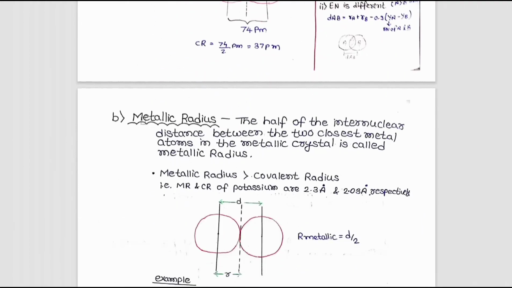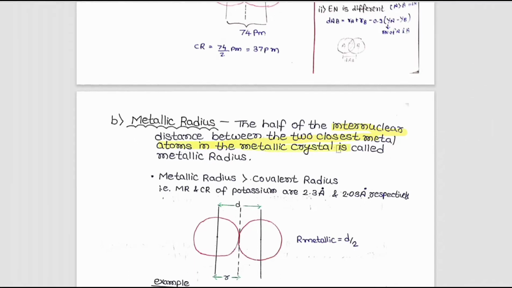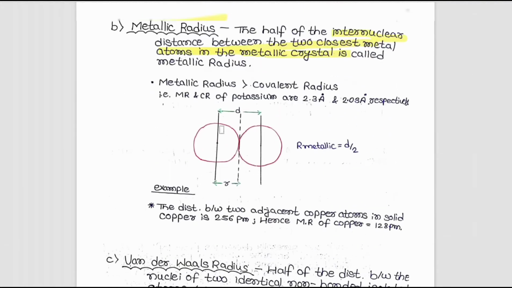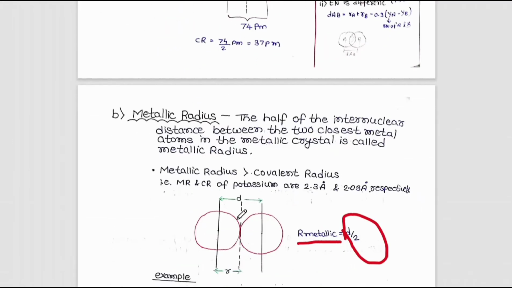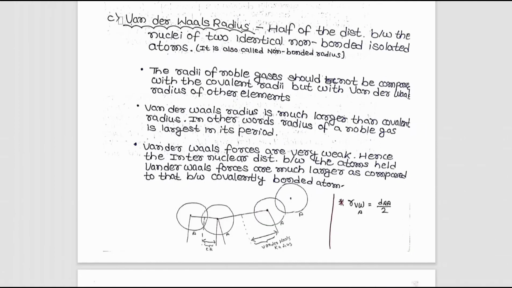Now let us come to metallic radius. Metallic radius is defined as the internuclear distance between the two closest metal atoms in the metallic crystal, and the structure of the metallic radius is given here. The formula of metallic radius can also be stated as R metallic, that is metallic radius, is equal to d upon 2, where d is the total distance between the centers of the two atoms. Now let us come to van der Waals radius.